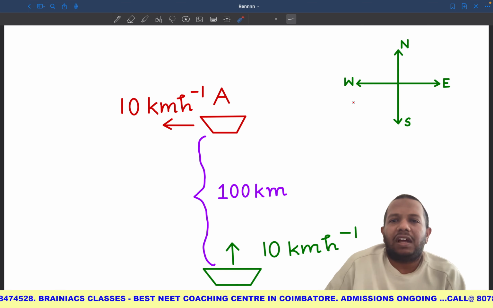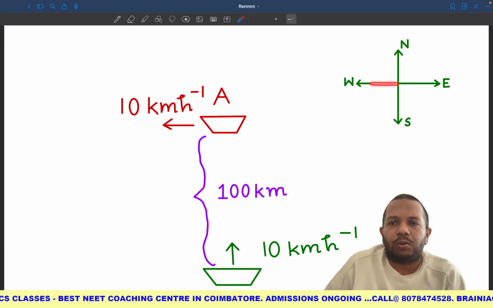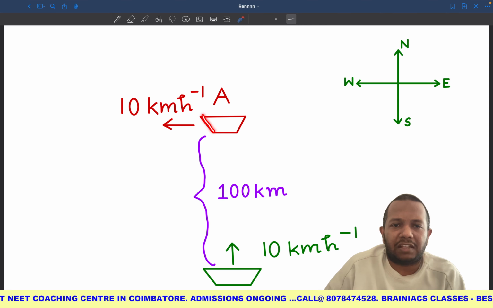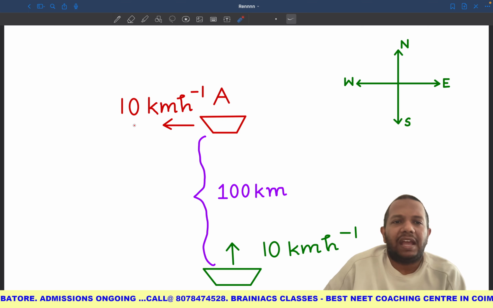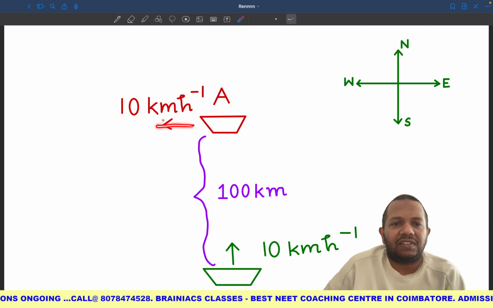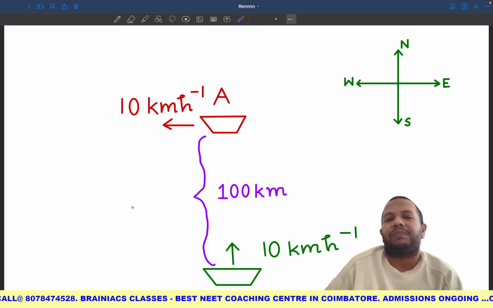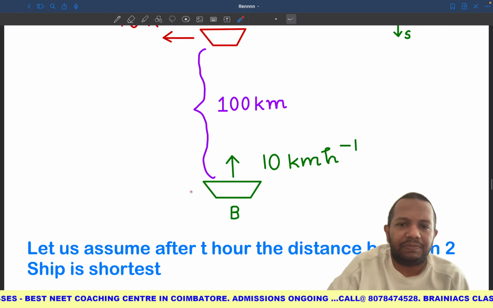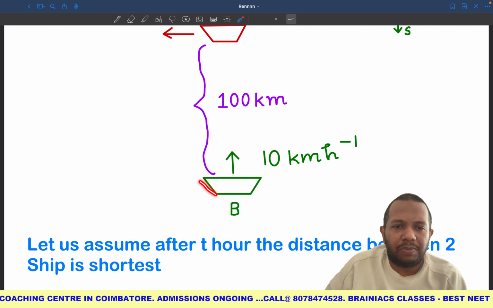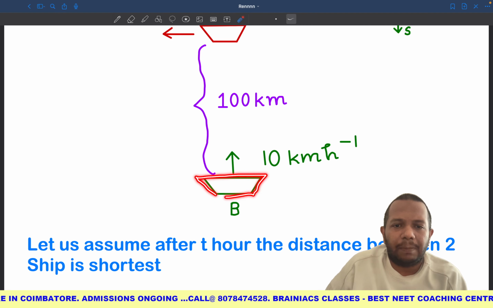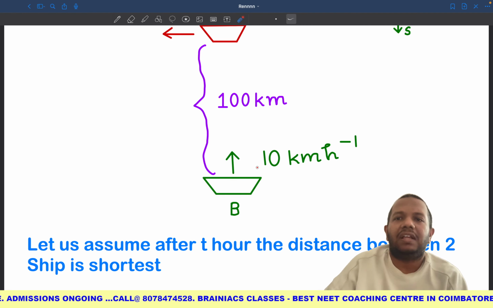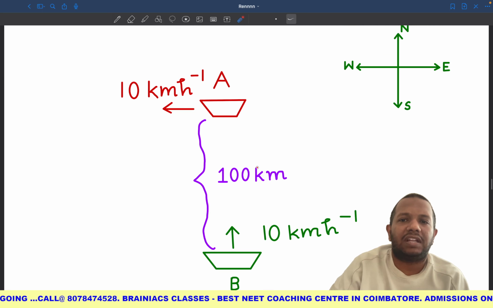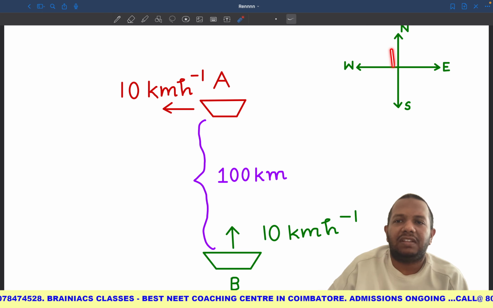Here one of the ships is moving in the westward direction. I have drawn a ship here, that is my ship A, and it is moving in the west direction with 10 kilometer per hour. Now they talk about another ship B. This is ship B, and it is moving in the northward direction.